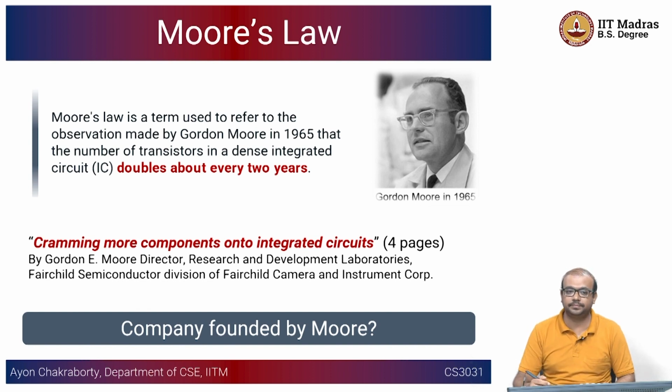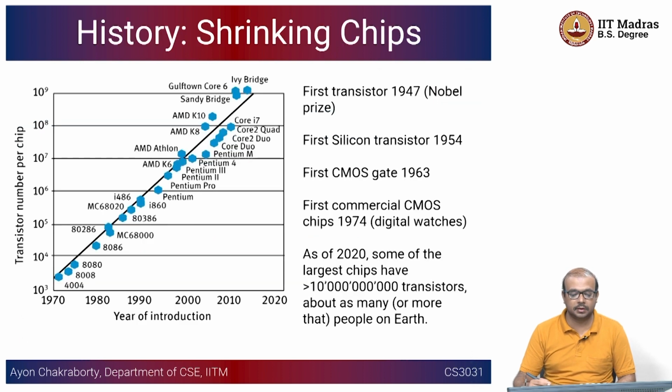During the evolution of computer chips, this was a very nice observation, and it was true for the last 50 years or so. If you see this history of shrinking chips, when the first transistor was awarded the Nobel Prize in 1947, it was just a huge, bulky-looking transistor, only one transistor. They made the first silicon transistor, the semiconductor transistor, in 1954. The first CMOS gate, right?